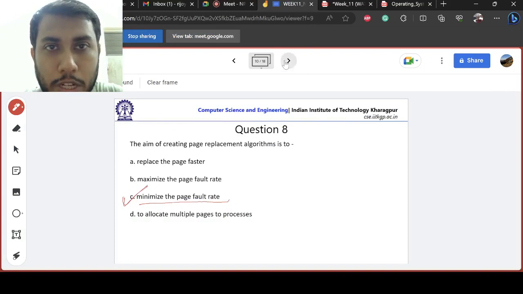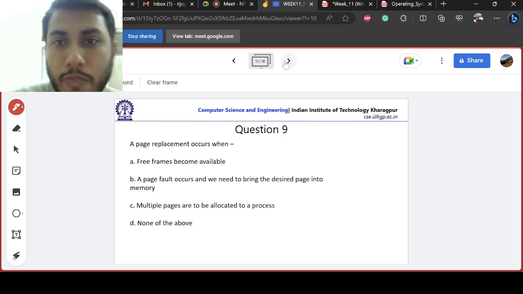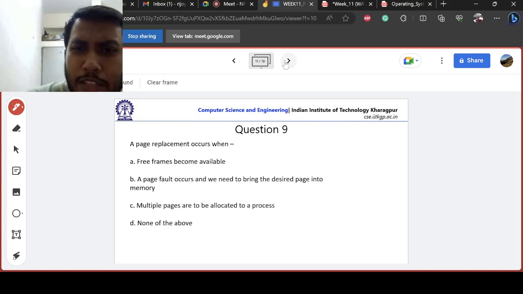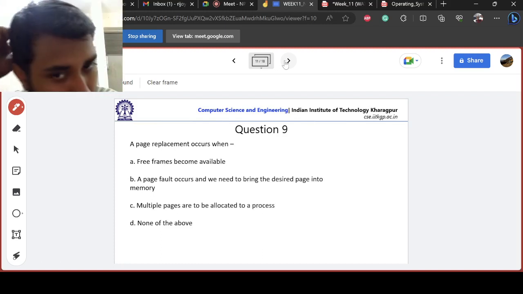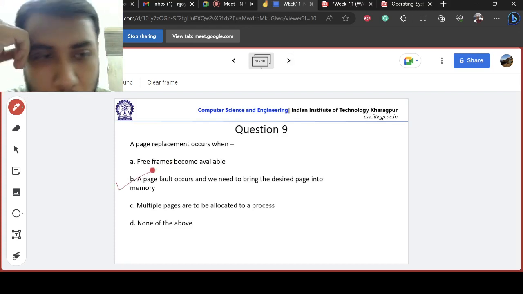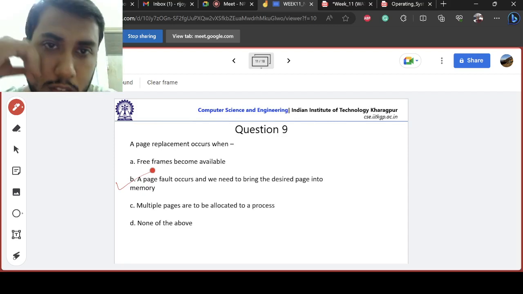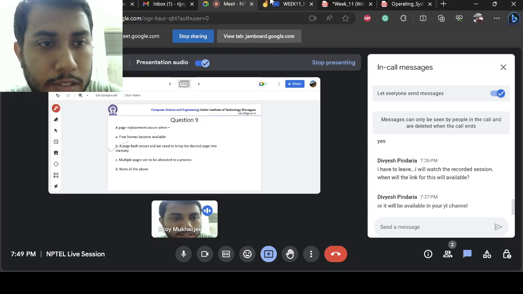Okay, so let's come to the next one. In a page replacement algorithm, replacement occurs when a free frame becomes available, a page fault occurs and we need to bring the desired page into the memory, or multiple pages are allocated to the process. So the option is B. A page fault occurs and we need to bring the desired page into the memory. Right. So that is question number 9.